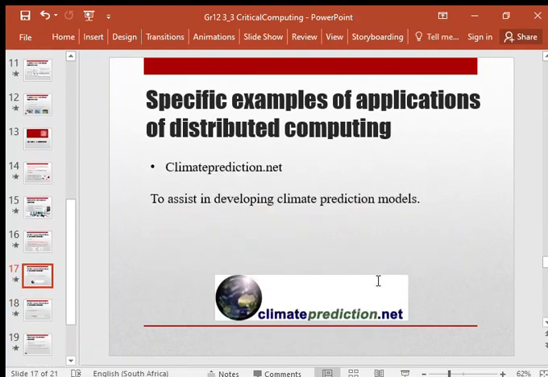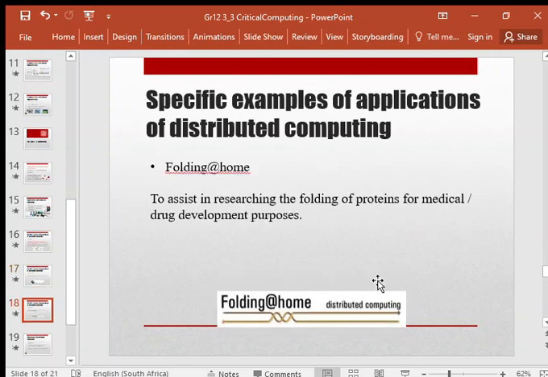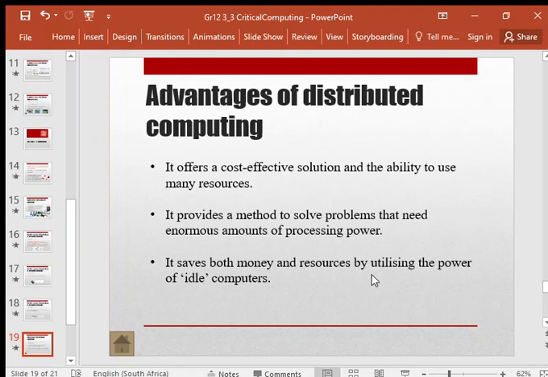There are also many other examples of distributed computing. One is climate prediction, and then we have folding at home, which is researching the folding of proteins for medical or drug development purposes. Advantages of distributed processing or computing.